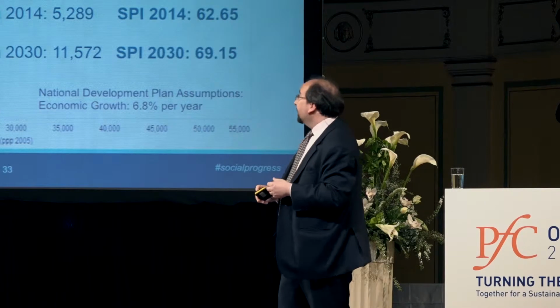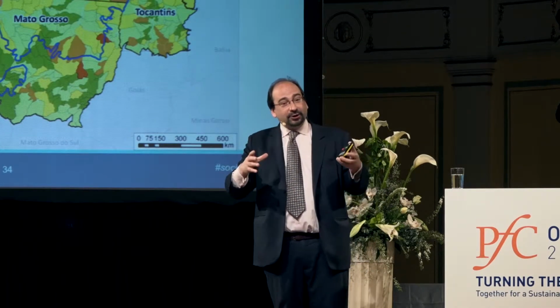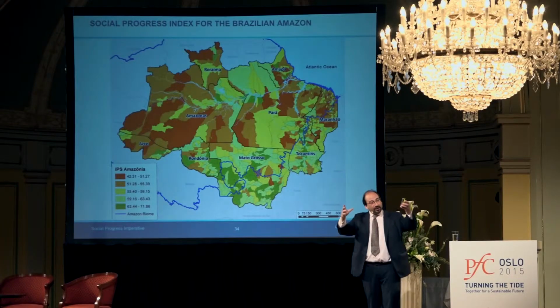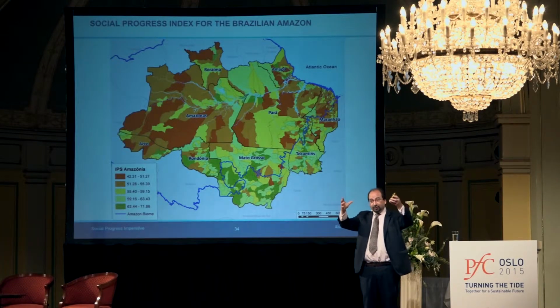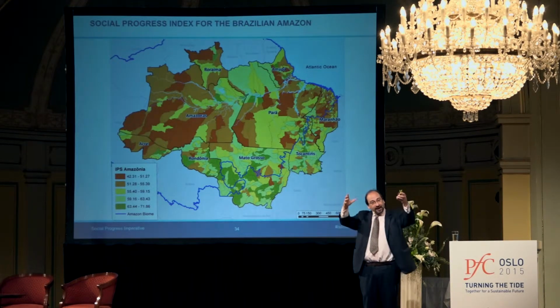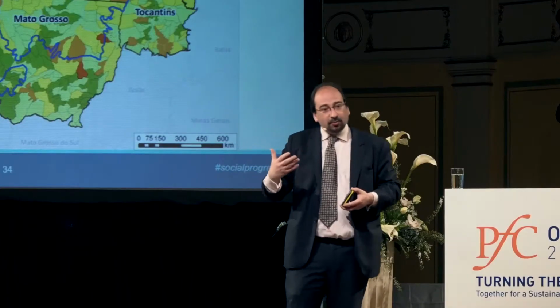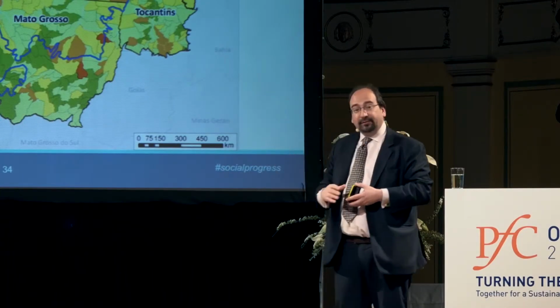Another thing we've done is we created the Social Progress Index for the Amazon region of Brazil. We're currently in the global index measuring countries, but this was created by some friends in the Brazilian non-profit Amazon, which breaks down the Social Progress Index scores to the level of 772 municipalities in the Amazon region of Brazil. And this provides a detailed mapping of which are the most deprived areas.